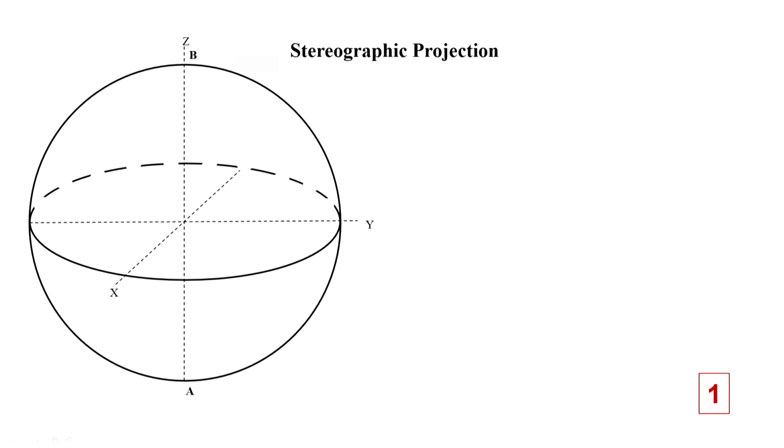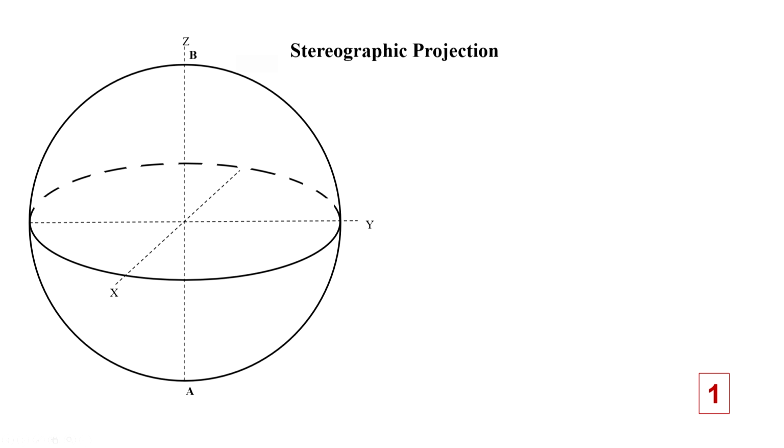In this lecture, I am going to look at a method of representing three-dimensional symmetries, point symmetries, using what is called a stereographic projection. In this stereographic projection, we represent axes, we represent motifs, everything on the surface of a sphere.